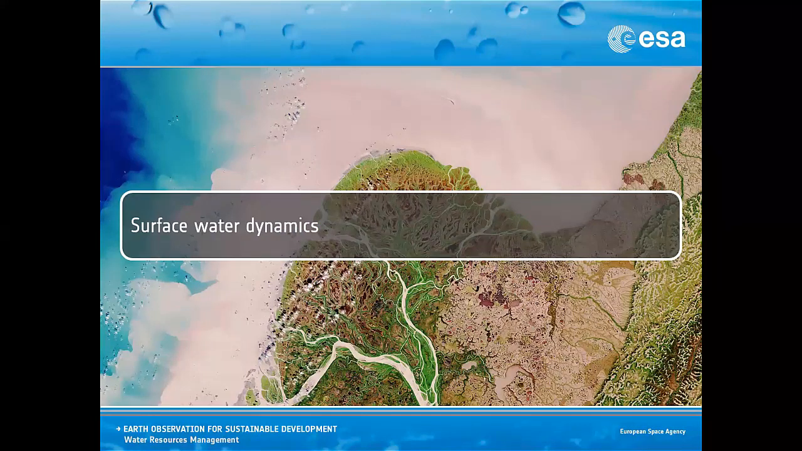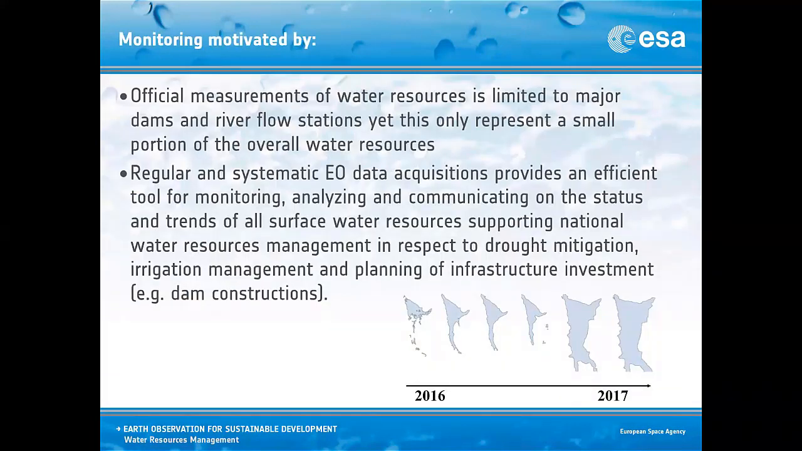Let's start with surface water dynamics. Throughout the world, inland waters are used for multiple purposes, including irrigation, livestock watering, and as a source for hydropower and recreation. And yet, in most countries, the official measurements of water resources are limited to major dams and river flow stations, which only represent a very small portion of the overall water resources. And this unmonitored proportion of water resources actually represents a major known unknown, which can produce inaccuracies and may lead to ineffective or erroneous decision making.